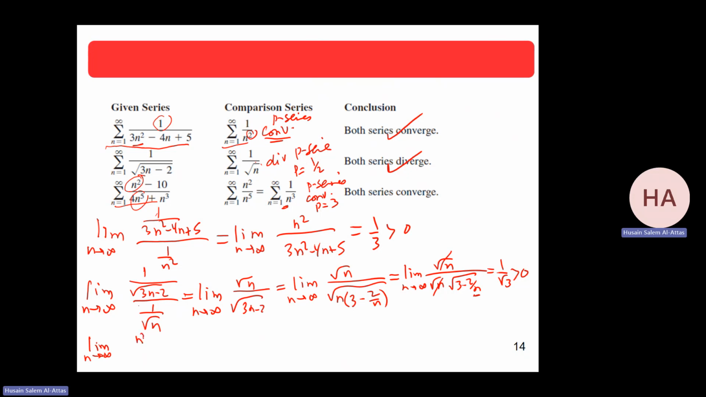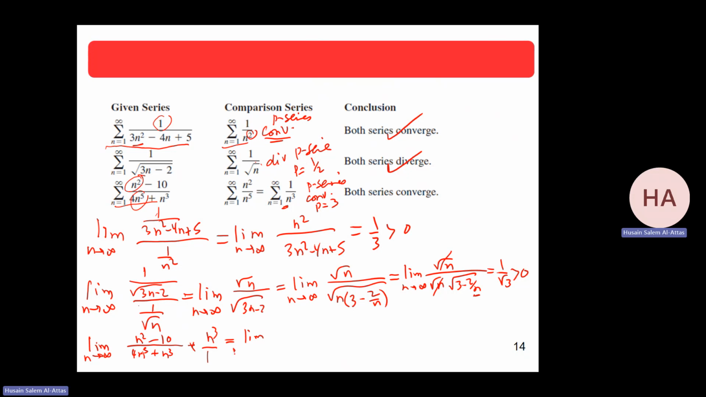This one, n squared minus 10 over 4 to the power 5 plus n cubed, times the reciprocal of this. Instead of dividing by n cubed, times the reciprocal, you can do it quickly. Very clear. This is the idea when I deal with the exponent, that will make my limit finite.